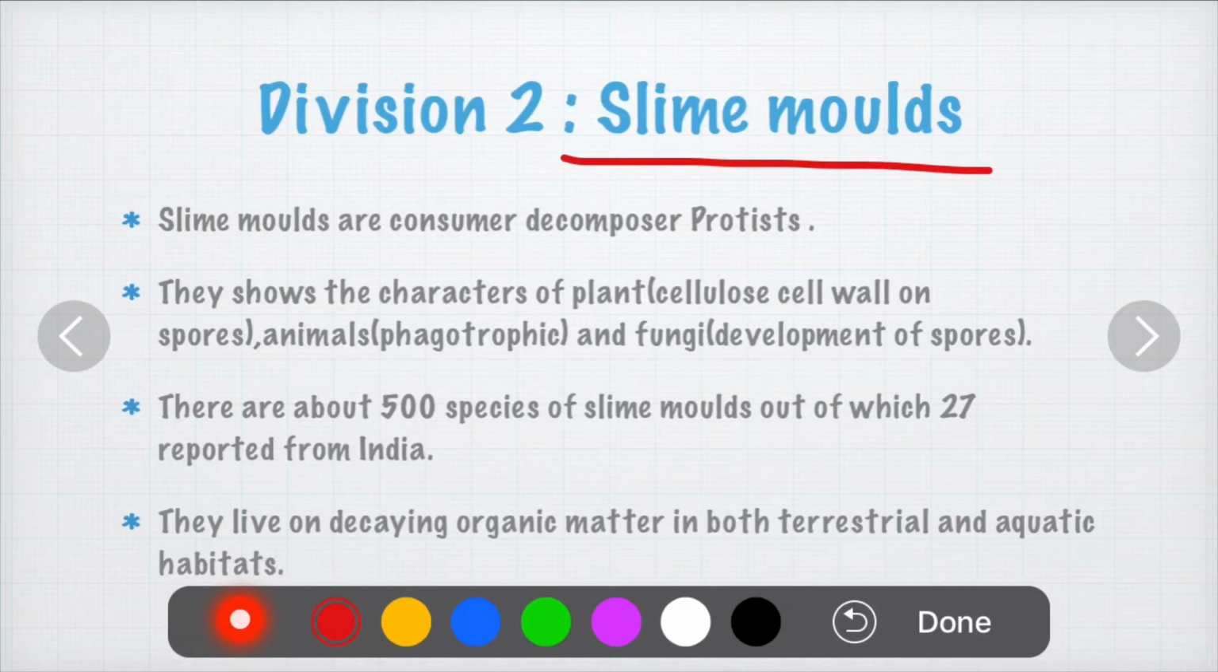The slime molds are consumer and decomposer protists. So they are helpful for the decomposition of dead matter. They get their nutrition from the dead matter.